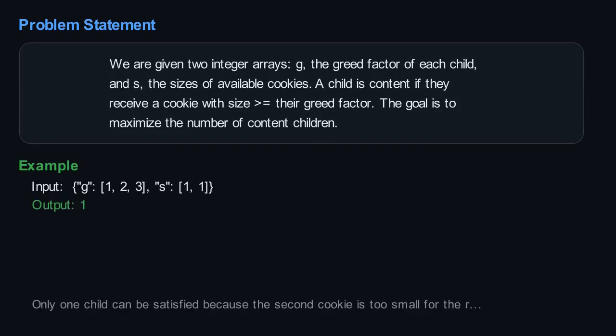We are given two arrays, one representing the greed factor of each child, essentially the minimum cookie size they need to be happy, and another representing the sizes of cookies we have available. A child is content if the cookie size is greater than or equal to their greed factor. For example, if we have children with greed factors of 1, 2, and 3, but only 2 cookies of size 1, we can only satisfy one child because the second cookie is too small for any of the remaining children.